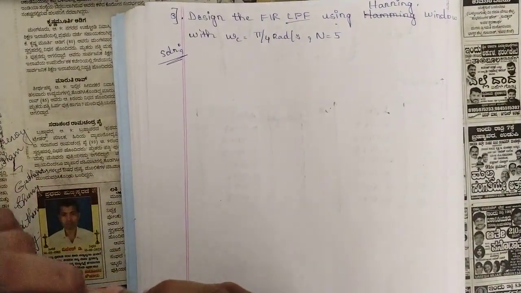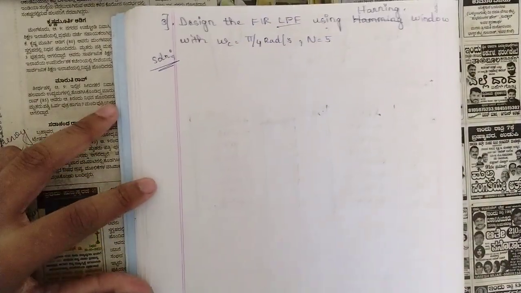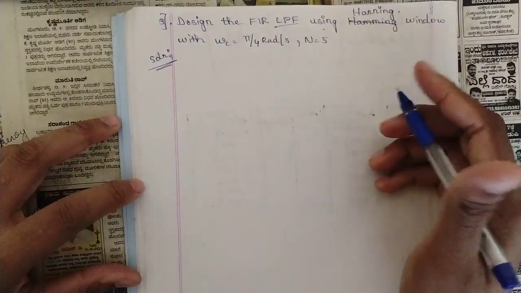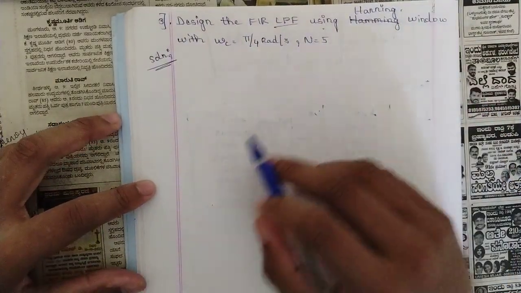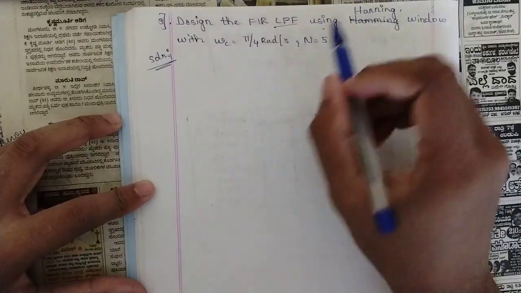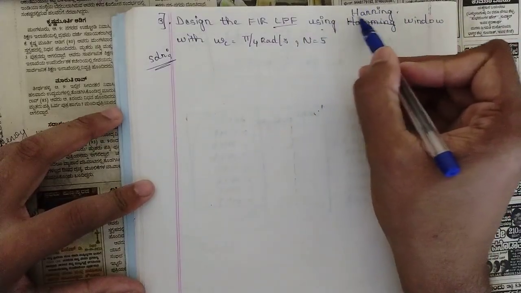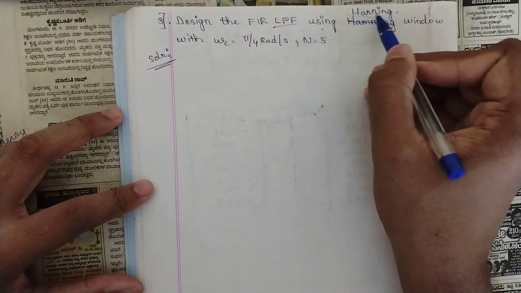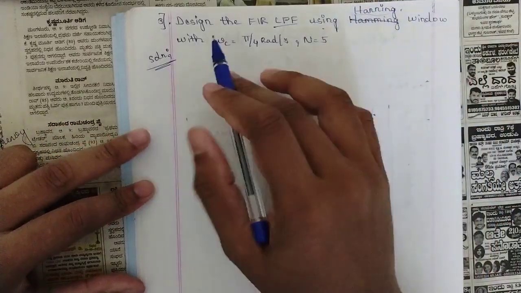There are two problems in this session, and we are going to solve them in a very quick manner. This time we are going to use different windows. In the first two problems in the last session we used the rectangular window, so now let us see one problem using the Hanning window. The question goes like this.